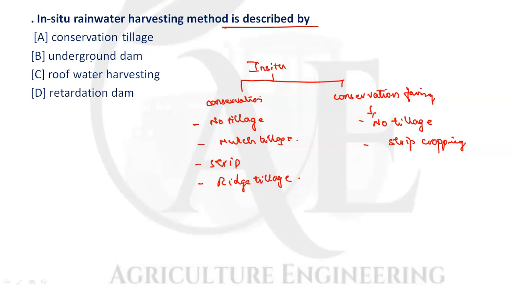Here the question is, it is described by the conservation tillage. Conservation tillage means 30% covered by plant residue. Just keep this in mind, which can be asked. 30% is covered by the plant's residue. Okay, in this type of tillage system, option A is the correct answer.